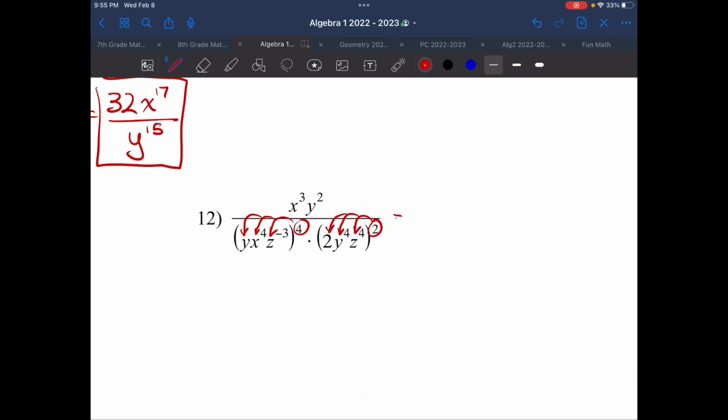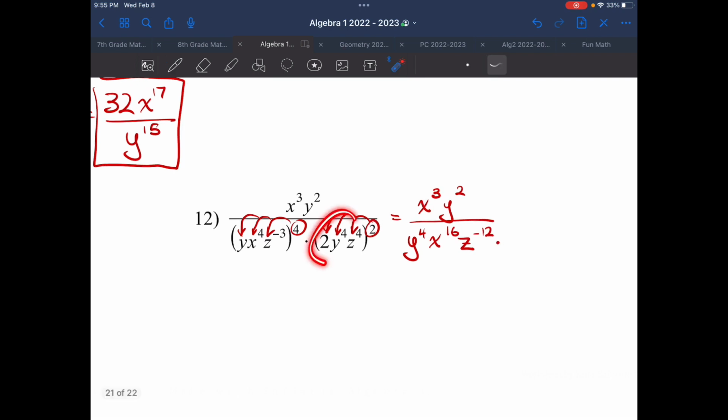So from here, the numerator is going to stay the same. This is going to be an x cubed y squared. In the denominator, I'm going to have y to the power of 4, x to the power of, okay, remember what's happening here. We're multiplying because we have a power to a power. 4 times 4 is 16. And we're going to have z to the power of negative 3 times 4, which is negative 12. Okay, that was the first bit.